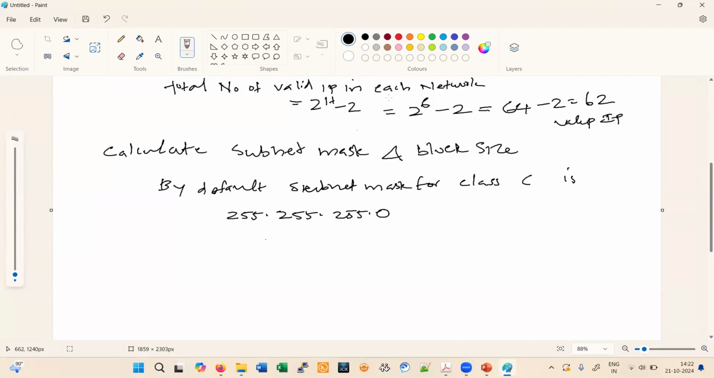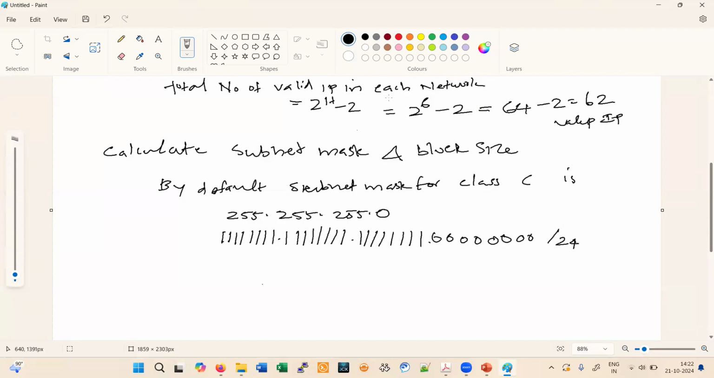You can rearrange this in the form of binary, that is 4, 5, 6, 7, 8. This is the default subnet mask of class C, which means /24.